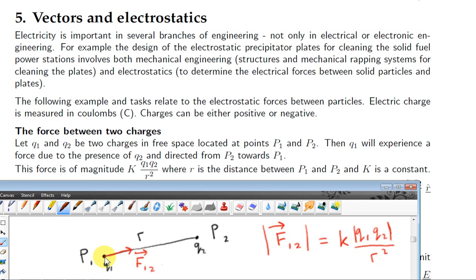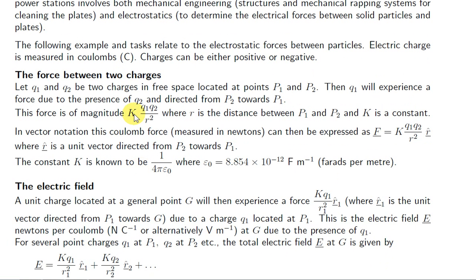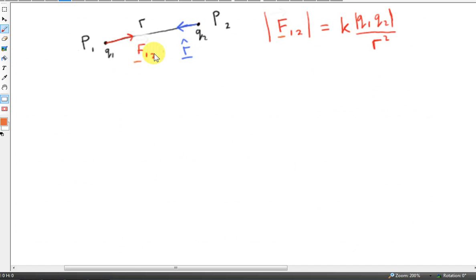So what this means is that if we double either of these charges, the charges are given in coulombs, then we double the force on each charge. So if we double Q1 or Q2, we double the force. If we double the distance between the charges, the magnitude of the force goes down by a factor of 4, because 2 squared is 4. If we triple the distance between the charges, then the force will decrease by a factor of 9. 3 squared is 9. Now the proportionality constant K is given by 1 over 4 pi epsilon 0, where epsilon 0 is this number here.